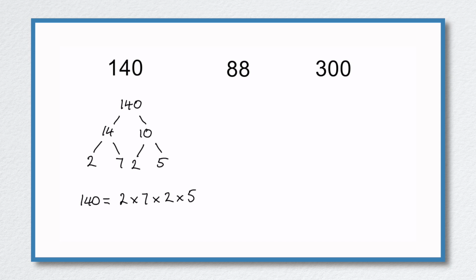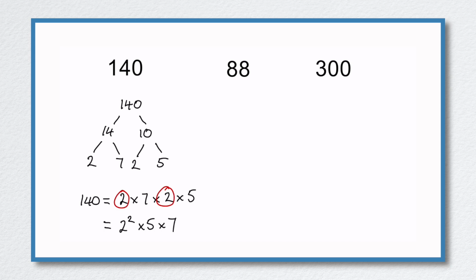But let's tidy this up. I have 2 here multiplied by 2 here. I can write that as 2 squared. I then write down the 5 and then the 7. So notice I've started with the smaller of the prime factors, make my way up to the largest of the prime factors.